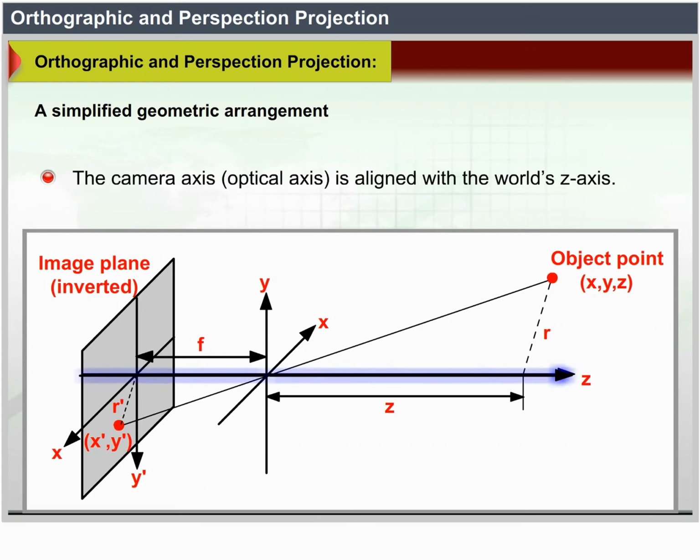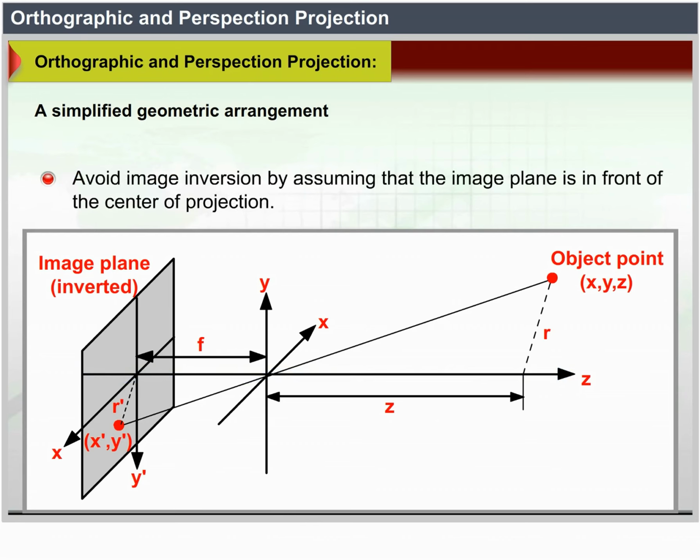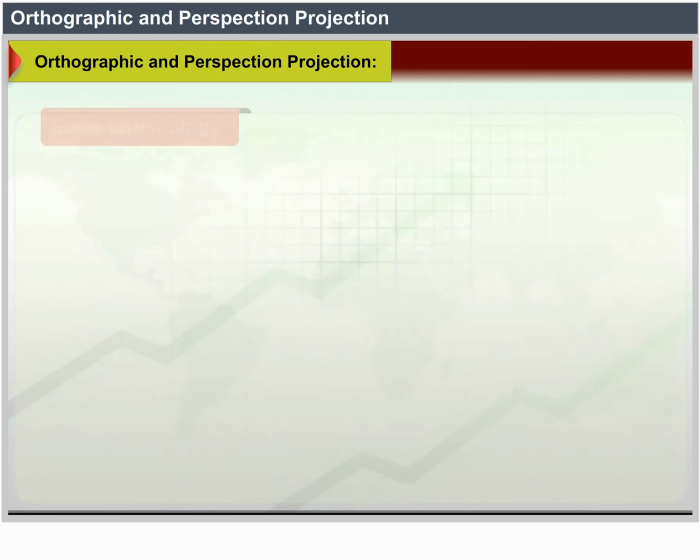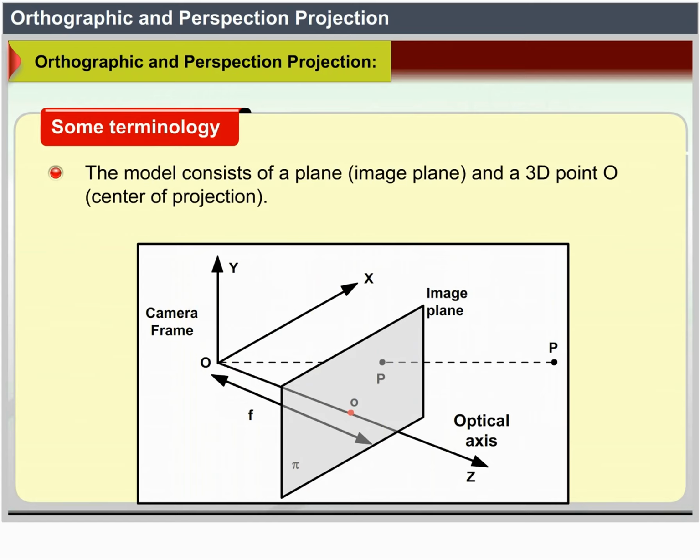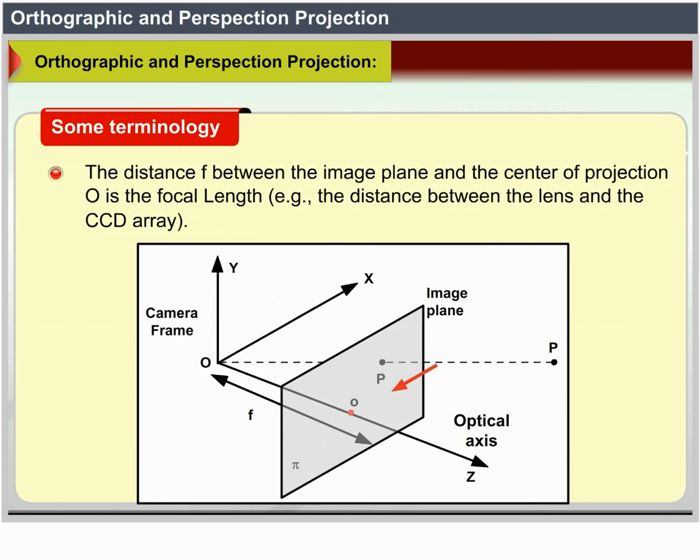Avoid image inversion by assuming that the image plane is in front of the center of projection. Some terminology: the model consists of a plane, the image plane, and a 3D point O, the center of projection. The distance f between the image plane and the center of projection O is the focal length, that is, the distance between the lens and the CCD array.